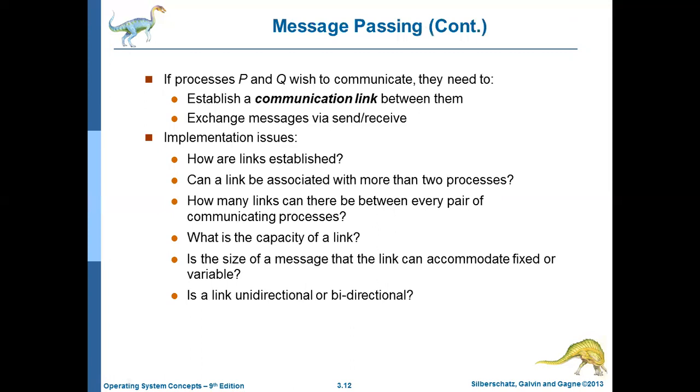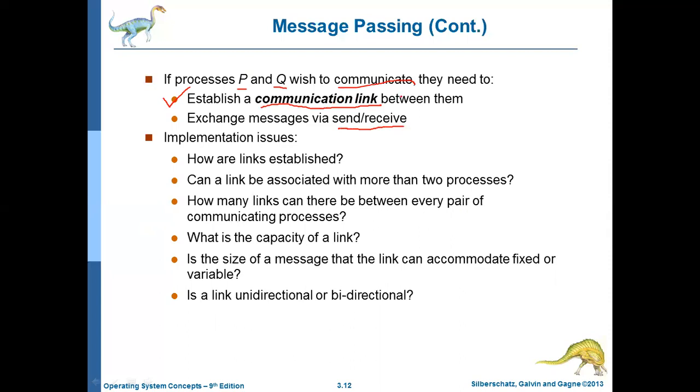Now, let's move further. Let's take that we have two processes, P and Q, and they want to communicate with each other. So what should be done in order to implement this message passing model? First, we need to establish a communication link between P and Q. And once the link is established, then messages can be exchanged through the two operations which we have already discussed, that is send and receive, via the link that is established between P and Q.